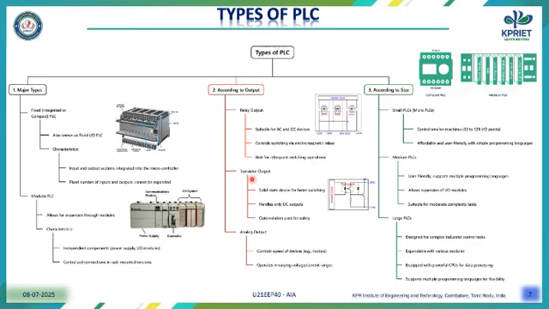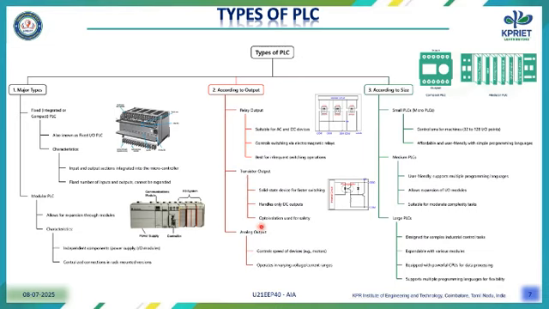Second category is transistor output. Solid state device for fast switching. Actually, the transistor is called a solid state device, suitable for fast switching operations. Okay, this handles only DC output. Load isolation is provided here for safety purposes. This actually comes under the transistor output type PLC.